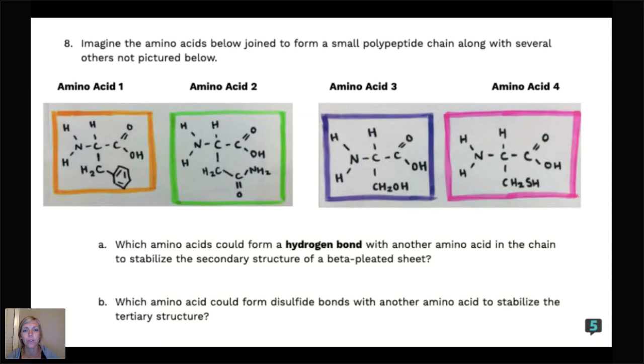Actually, if I were to add a part C, which amino acid would participate in hydrophobic interactions? Which ones would have a hydrophobic interaction? Or which one would be hydrophobic and want to hide in the middle?